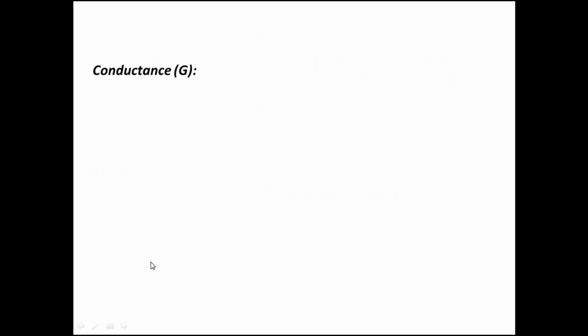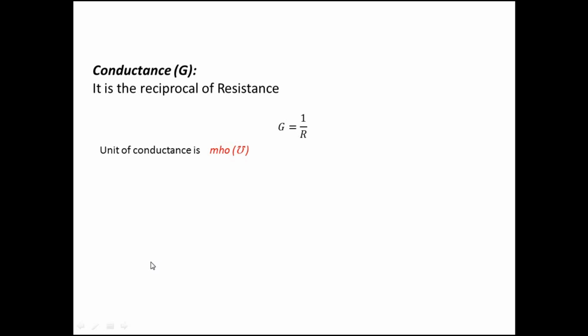And the next term is conductance. Conductance is actually the reciprocal of resistance, G equal to 1 by R, and the unit is mho. The conductivity is the reciprocal of resistivity, sigma equal to 1 by rho.